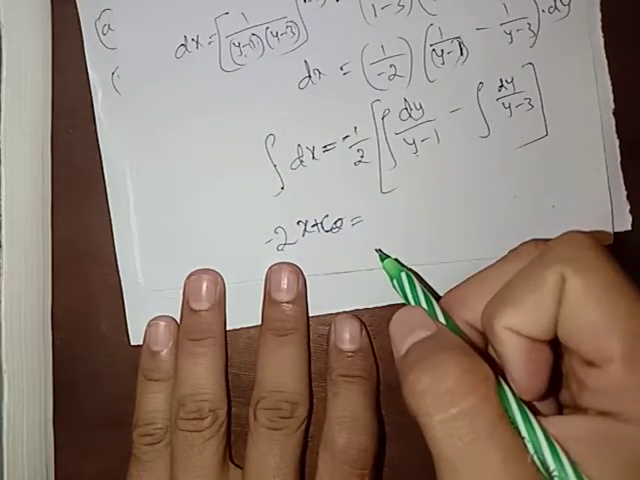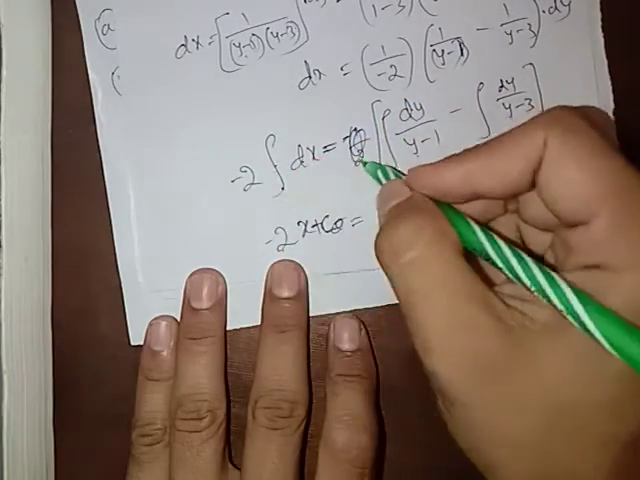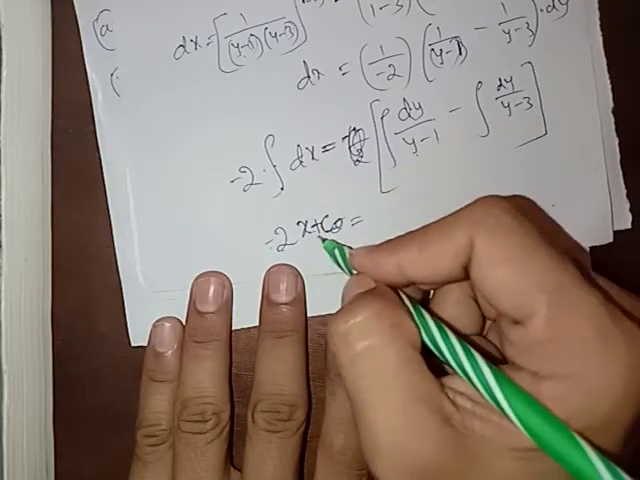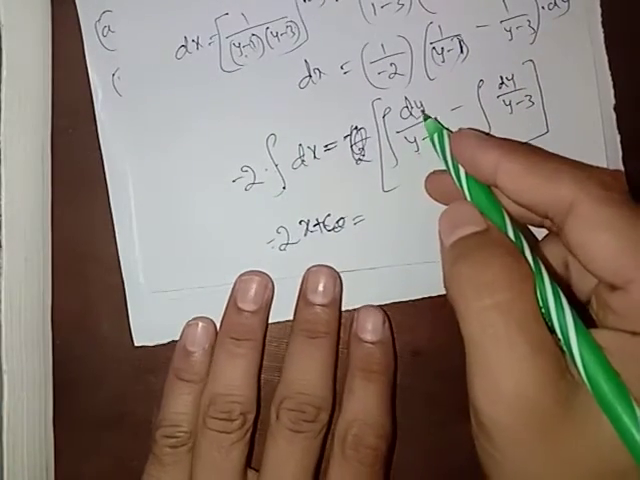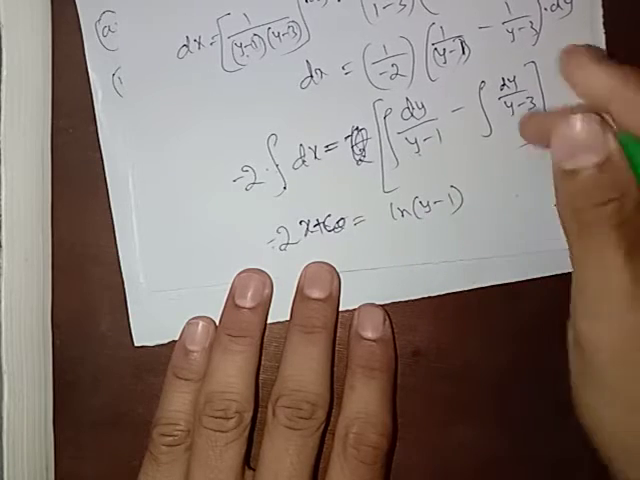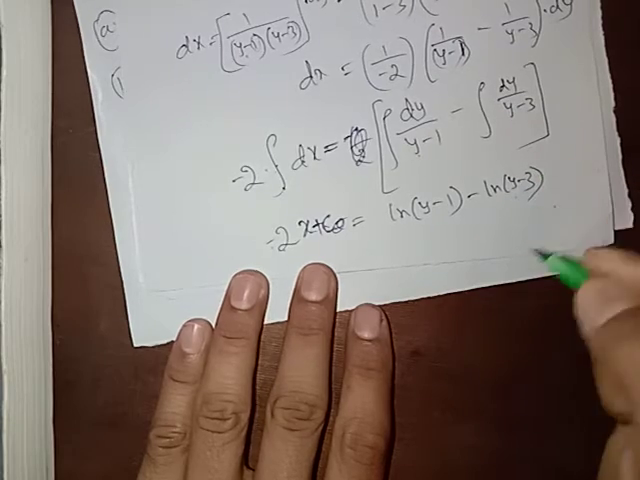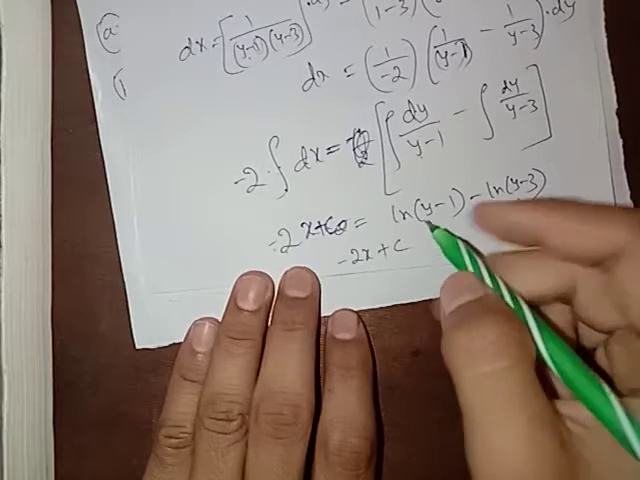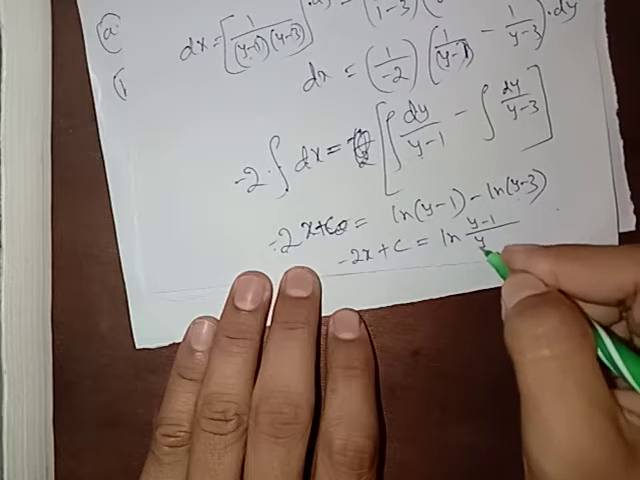So we can write this as minus 2 into dx. We can take this to here. Then if we integrate it, we get minus 2x plus c, where c is an integration constant for both sides. Now the integration of this one is ln of y minus 1, and the integration of this one is minus ln of y minus 3. Now we can write it as minus 2x plus c is equal to ln of y minus 1 divided by y minus 3.